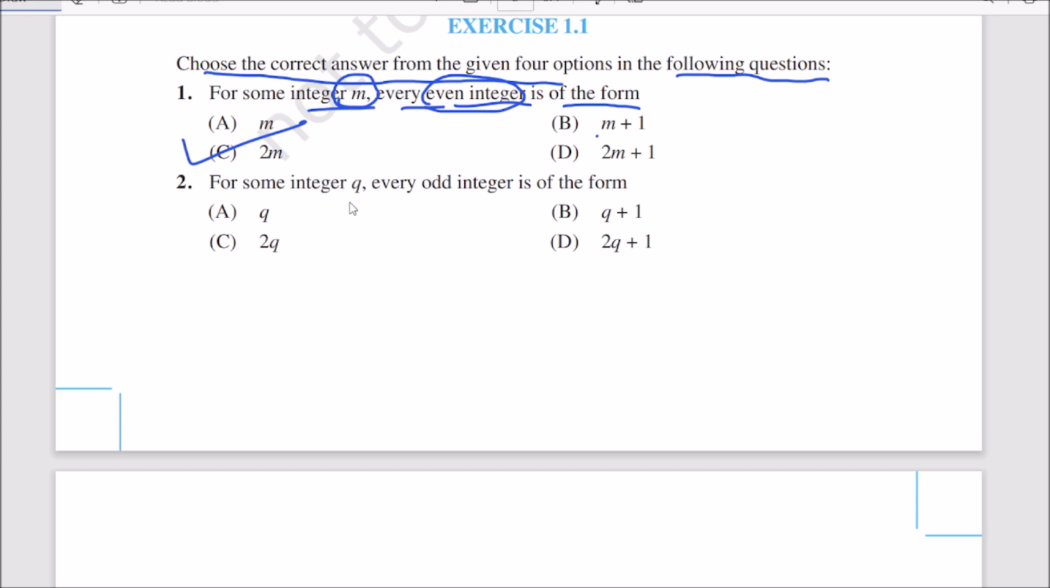Question number 2. For some integer q, every odd integer is in the form of. An odd integer means it will be the successor of an even. So if it is any number q, twice q is always even. And even plus the successor, or even plus 1, is always an odd number. So D is the answer to this question.